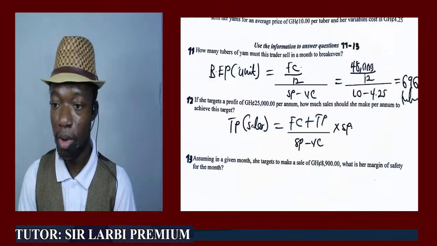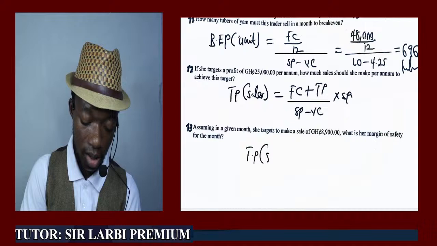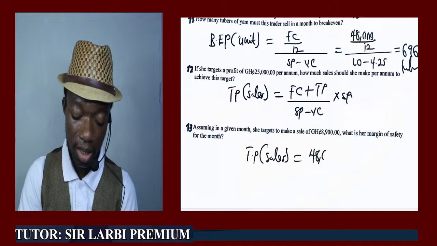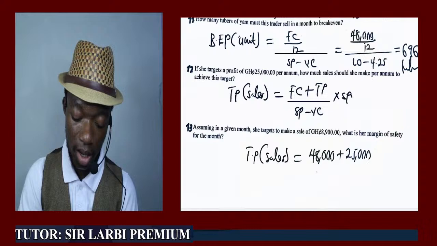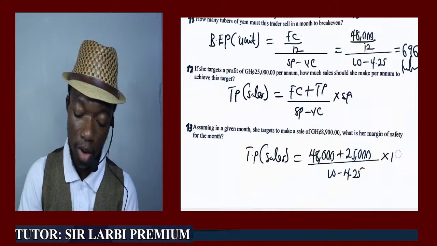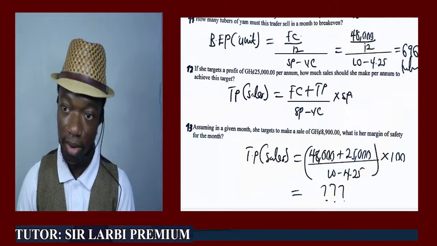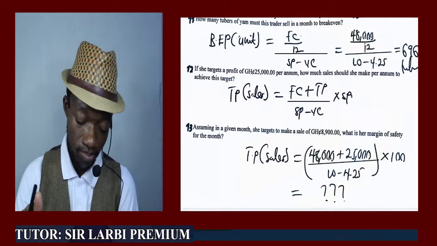So let's see what we have here. I want to just have some space. So straight up, we can say that our target profit in sales is supposed to give us our fixed cost, which was given as 48,000, because here we are dealing with per annum information, plus the target profit of 25,000. Divide all by the selling price of 10 minus 4.25 being the cost, multiplied by 10. So whatever you get will define your answer there. So throw in your answer in the chat for me so I'll see if you are right. So that is how you get the target profit in terms of the sale.